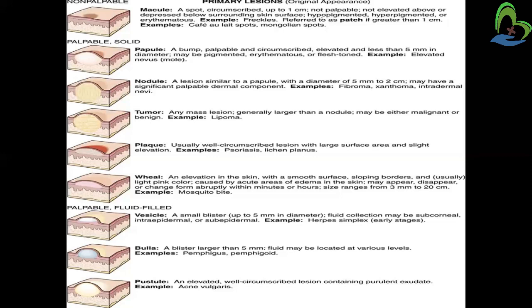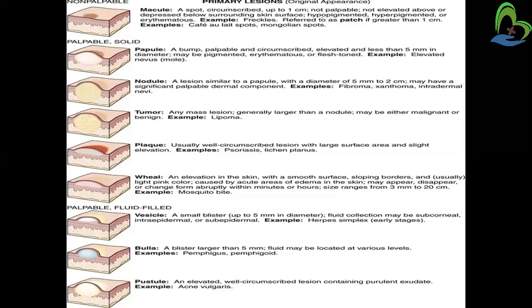The next one is wheal. Wheals usually happen due to mosquito bites. And the next ones are palpable but fluid-filled masses. The next one is vesicle. It usually happens in the early stages of herpes simplex.